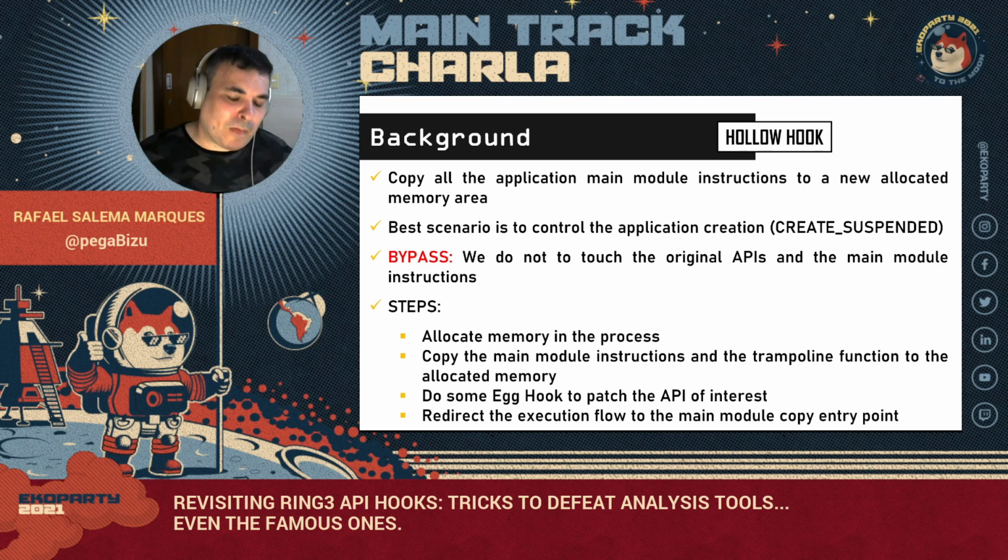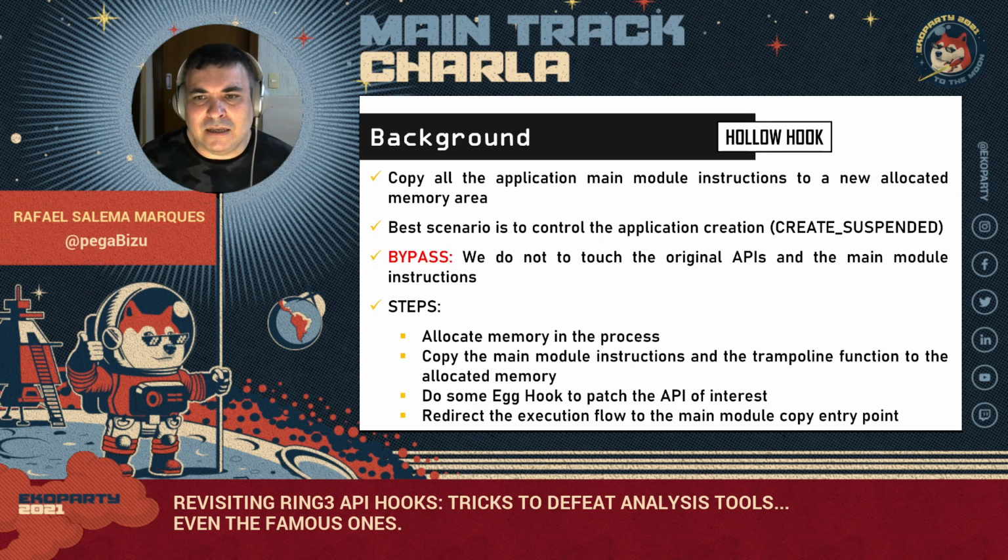But the idea here is to speak about the strategy. It's not about how to code it. The how to code it is the easy part. The strategy is the important thing here. The hollow hook strategy is to copy the main module instructions to another memory area that is not monitored by the detection tools. Because most of the fancy detection tools load the binary on disk and compare it with what we have in memory. So if they load and compare the memory, and we don't touch the place where they are making the comparison, it will be fine.